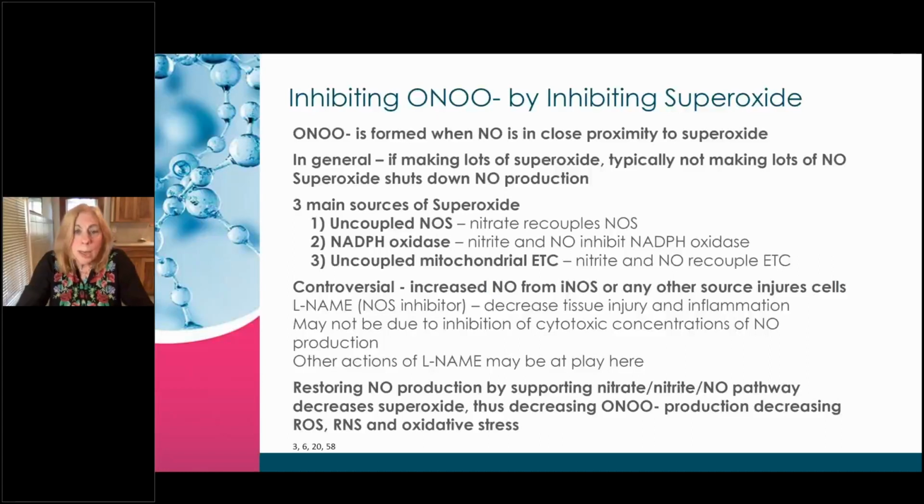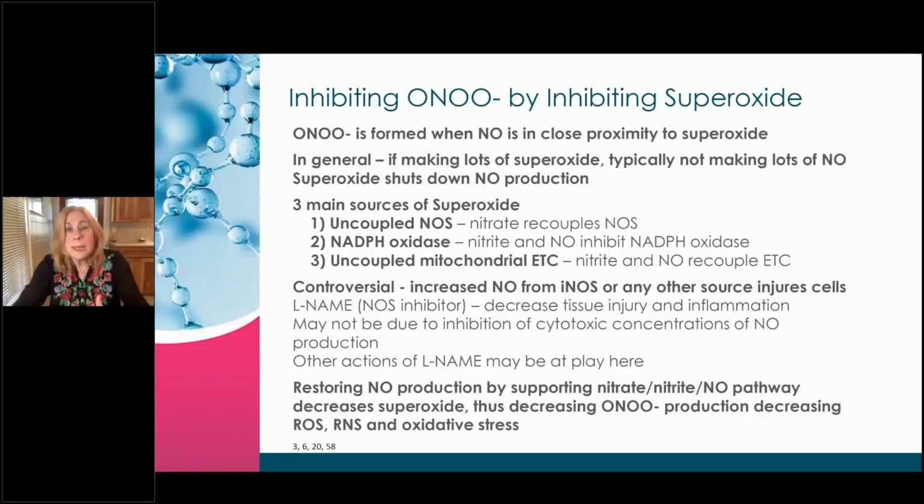In fact, it's really controversial whether increased nitric oxide from iNOS or any other source is the source of injury for cells. They use a NOS inhibitor called L-NAME, and they do see decreased tissue injury and inflammation. However, this may not be due to the inhibition of nitric oxide production. There's other actions of L-NAME here that may be causing that decrease of tissue injury. So restoring the nitric oxide production by supporting the nitrate to nitrite to nitric oxide pathway decreases superoxide, thus decreasing peroxynitrite, decreasing oxidative stress.